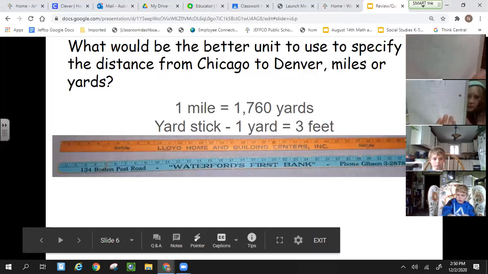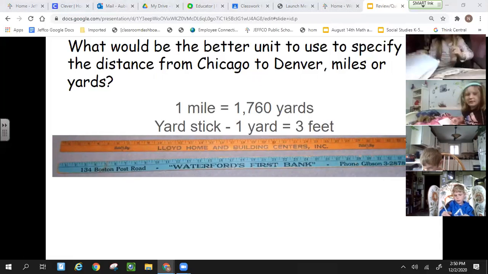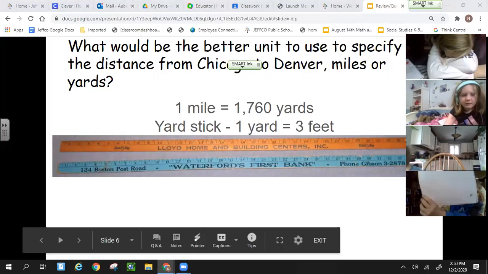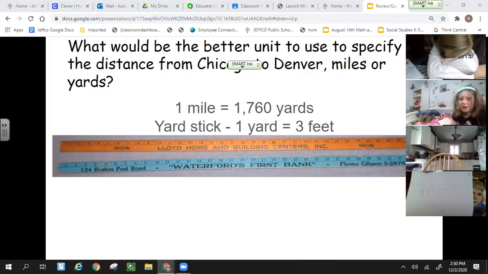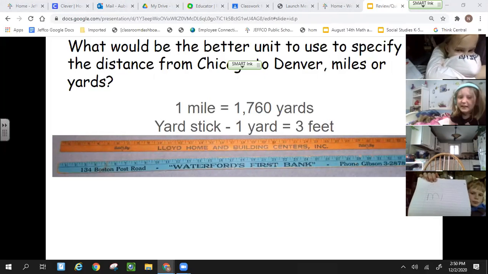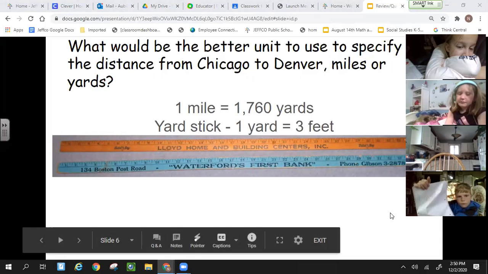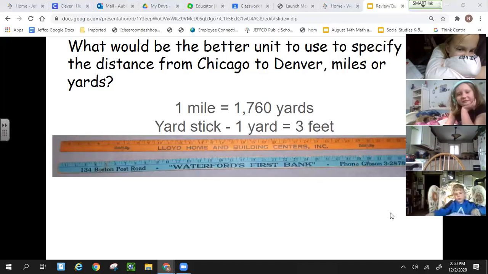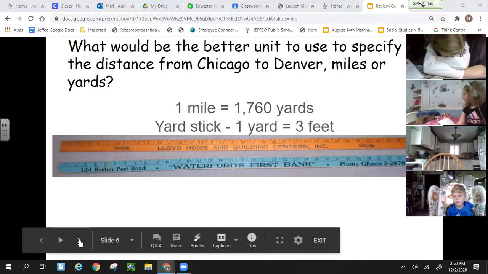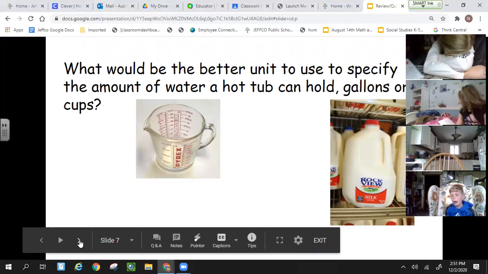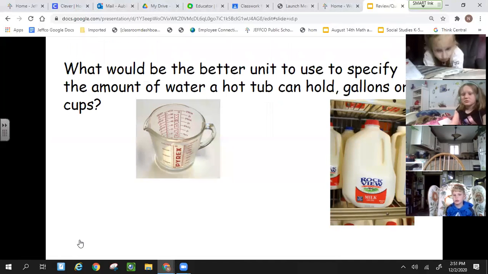All right, Sunny, what are you thinking? A mile, because a mile is longer than a yard, because a yard would be a lot smaller. A mile is a lot longer than a yard. Excellent. Good job, guys. So if you disagree, make sure you listen to what Sunny said. Max Deesberg, I saw your answer in chat. And Astria, nice job. You are right. It should be miles.